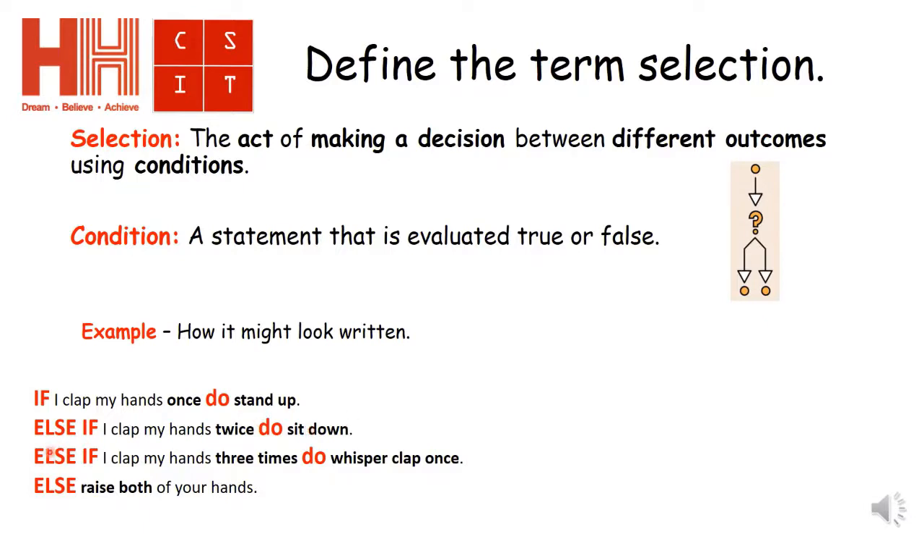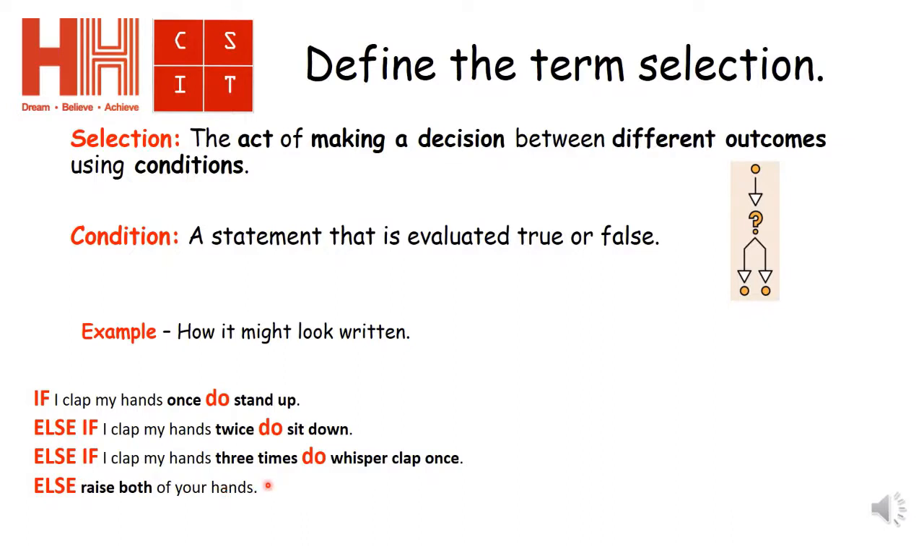We've continued this with the third one, where I clap my hands 3 times, and we can continue doing this, introducing a new condition each time and a separate outcome. If none of these are true, then the last statement will be the one that is run. In this case, there is no condition, but the outcome would be to raise both of the hands.